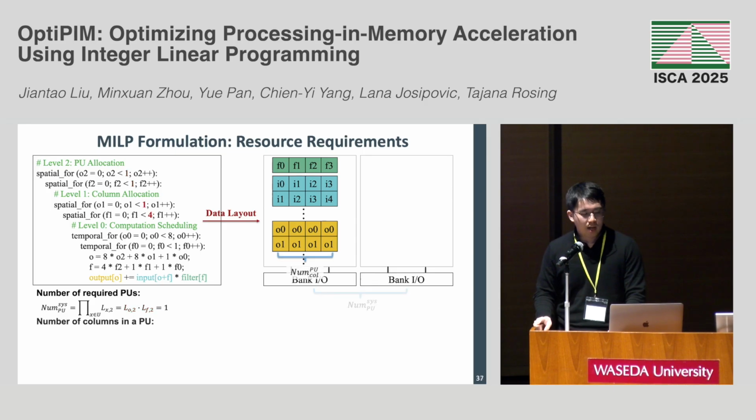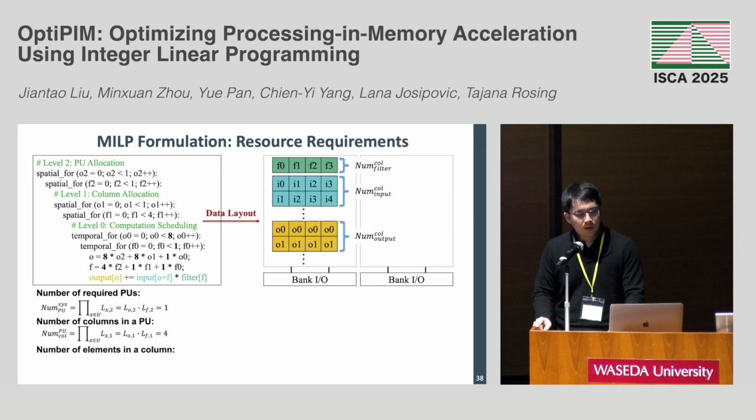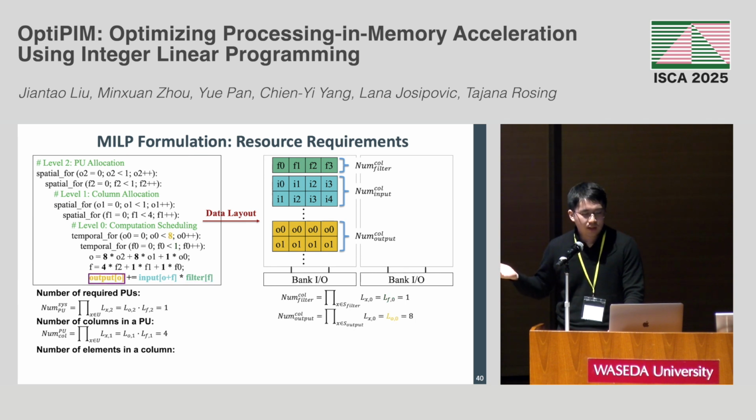And the second piece of information we care about is the number of PUs, which can be extracted from the level 1 loop bounds. And the last one is we also care about what data is actually stored in one column, or in other words, how many rows are actually utilized. This is slightly more complicated than the first two, as we need to analyze different arrays independently. For the filter, it's very simple because it's only indexed by one variable, f, and for the output, it's the same. For the input, it's slightly more complicated because it's actually indexed by a combination of the loop variables.